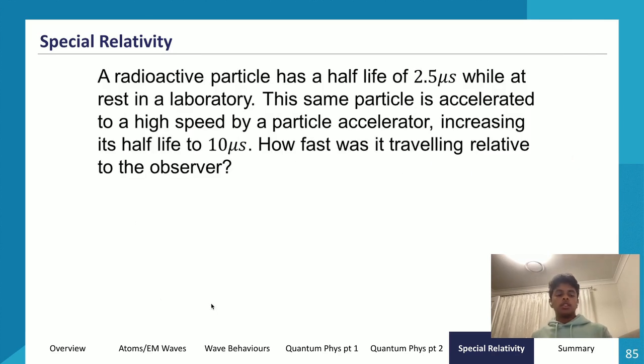So let's go through a question then. A radioactive particle has a half-life of 2.5 microseconds while at rest in a laboratory. So the proper time for this equation will be 2.5 microseconds. This same particle is accelerated to a high speed by a particle accelerator, increasing its half-life to 10 microseconds. So the dilated time is 10 microseconds, and the proper time is 2.5 microseconds. How fast was it traveling relative to the observer?